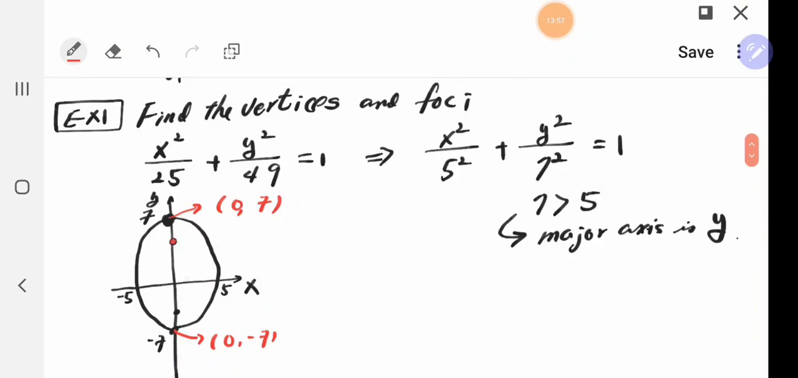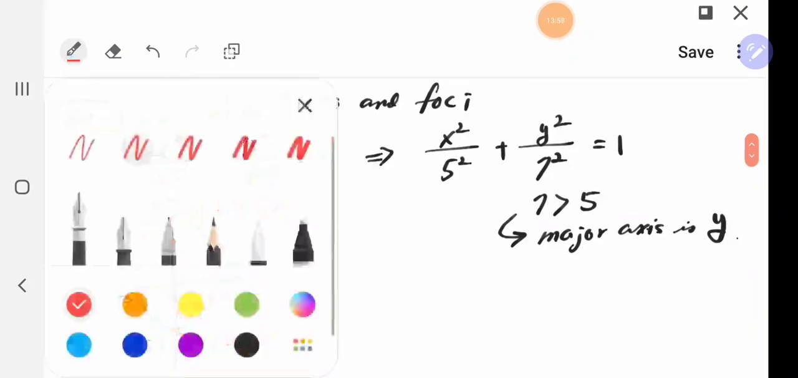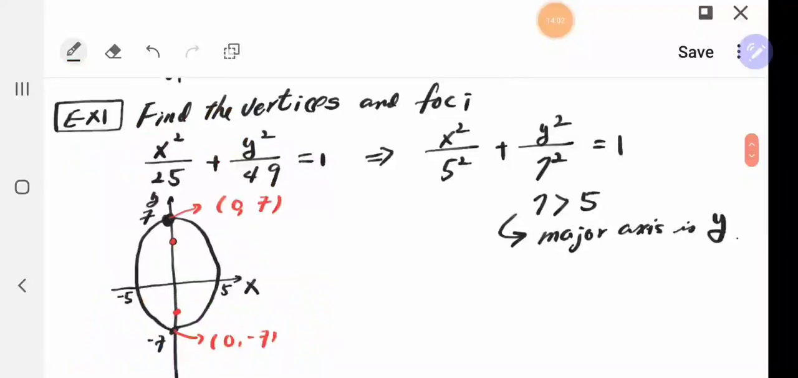Okay, let's find the foci. The focus is this. Draw a right triangle.